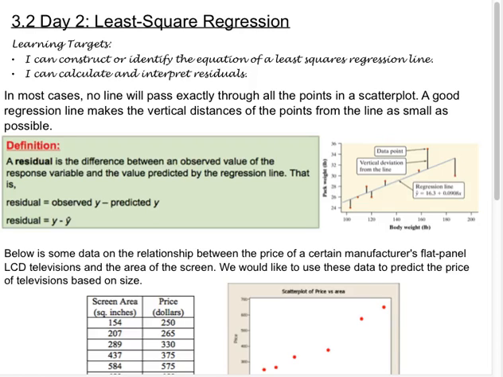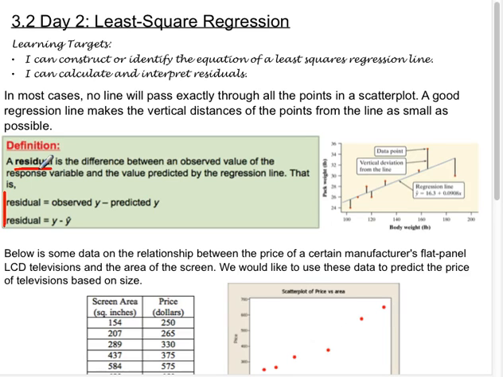Welcome back. So, yesterday we talked about how to make a line of best fit and how to interpret all of the different pieces, the slope, y-intercept, all of those types of things. Today we're going to dive into the fact that the line doesn't pass through every single point, okay? So there's a concept called the residual, okay? So the residual is the difference between the observed value and the predicted value, okay?